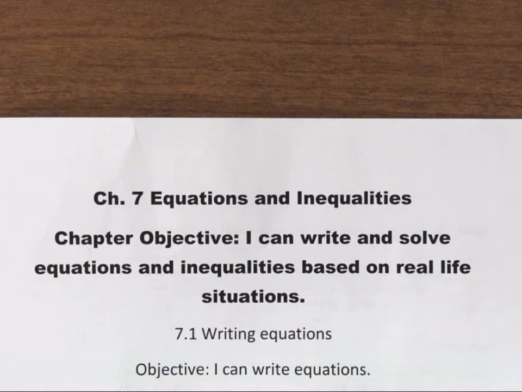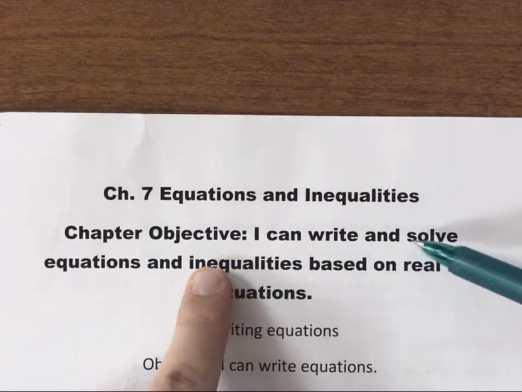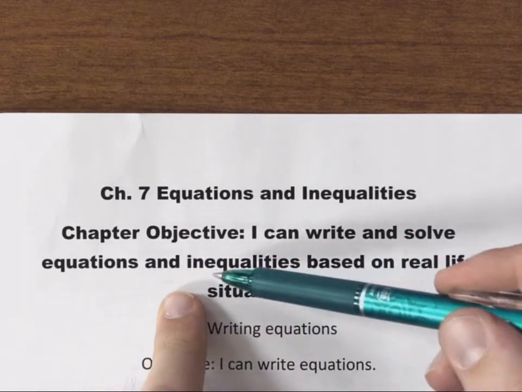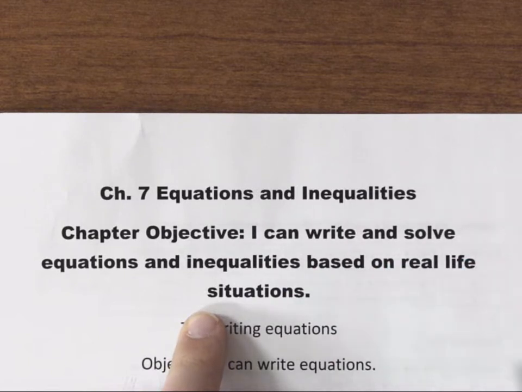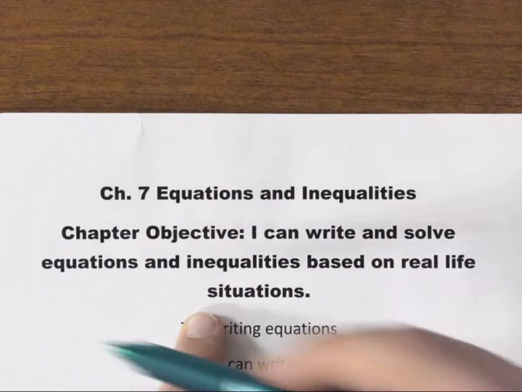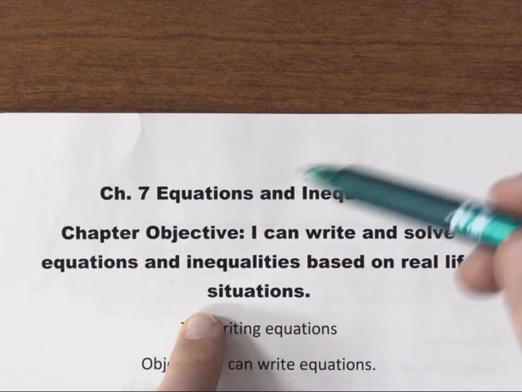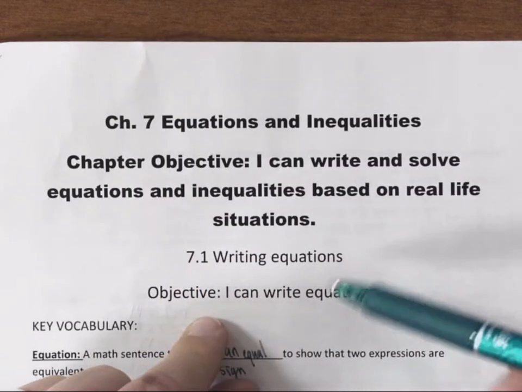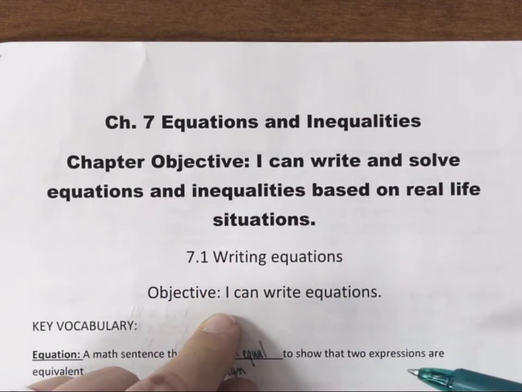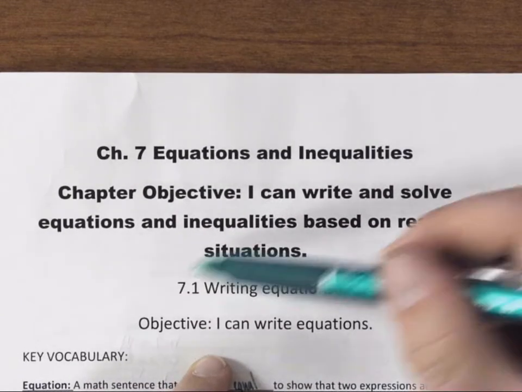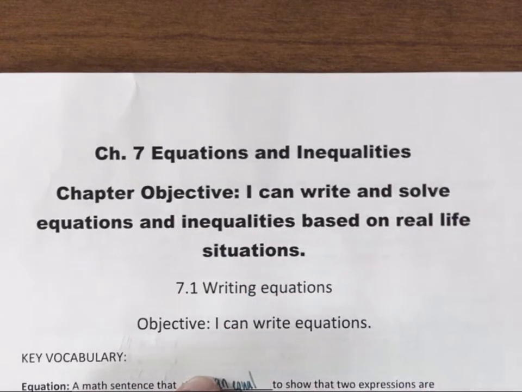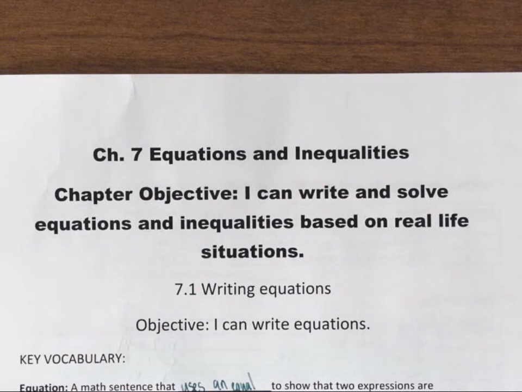All right, so today we're going to talk about Chapter 7, which is Equations and Inequalities. Our goal today is that you can write and solve equations and inequalities based on real life situations. So this is kind of our overall chapter goal, not our daily goal. Our daily goal today is that you can write an equation. If you were given a phrase or a real world problem, I want you to be able to write an equation that would help you solve that problem.